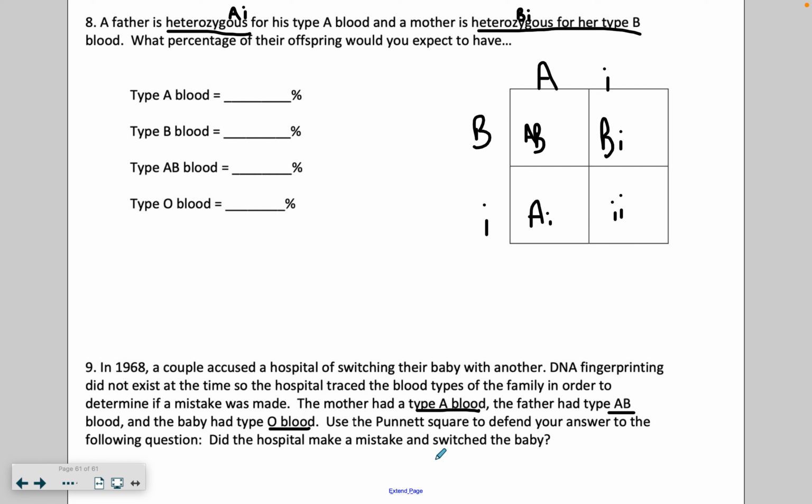So you might have to make 2 Punnett squares just to see if it's possible for the offspring of these 2 parents to end up with type O blood. But you need to, for sure, make a Punnett square and then a sentence saying, yes, the hospital made a mistake, or no, the hospital did not make a mistake, here's the proof. All right, so that's the assignment for today. Tomorrow, your review guide is due.